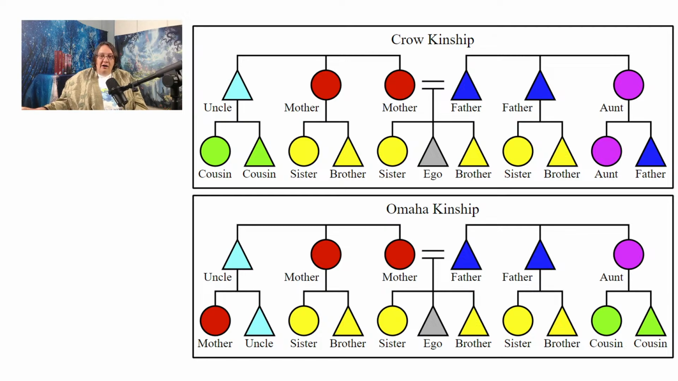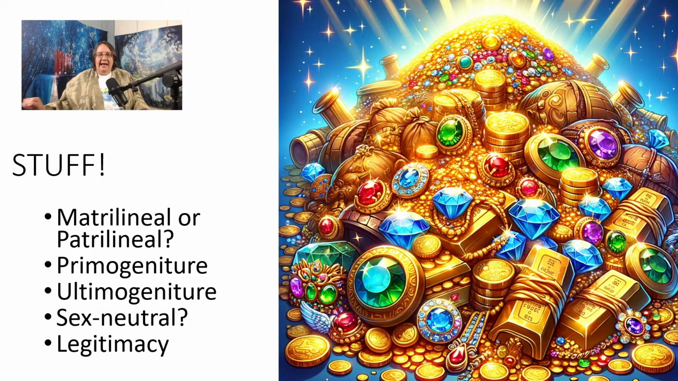And then the Omaha kinship is where you have the same kind of setup with the aunt and father, except it's a mother and an uncle on the mother's side of the family tree. So all of those are very interesting, and they all tie back to inheritance to a large extent. And this is where kinship becomes very interesting, because it becomes about generational wealth. Okay? Who is going to get the stuff?